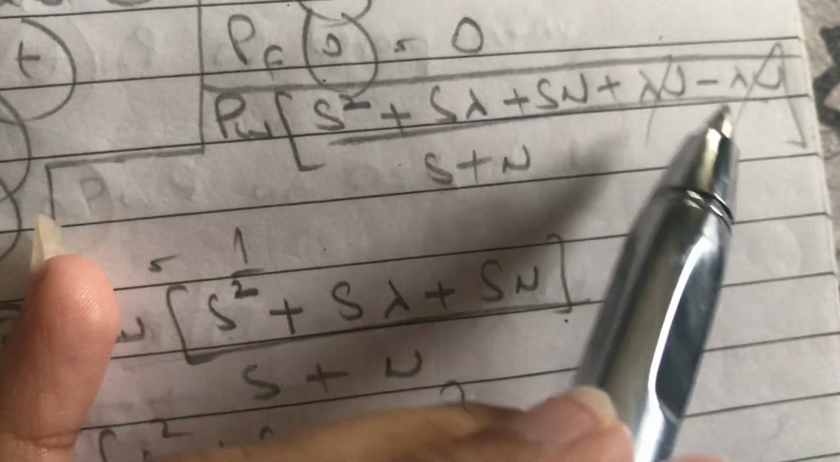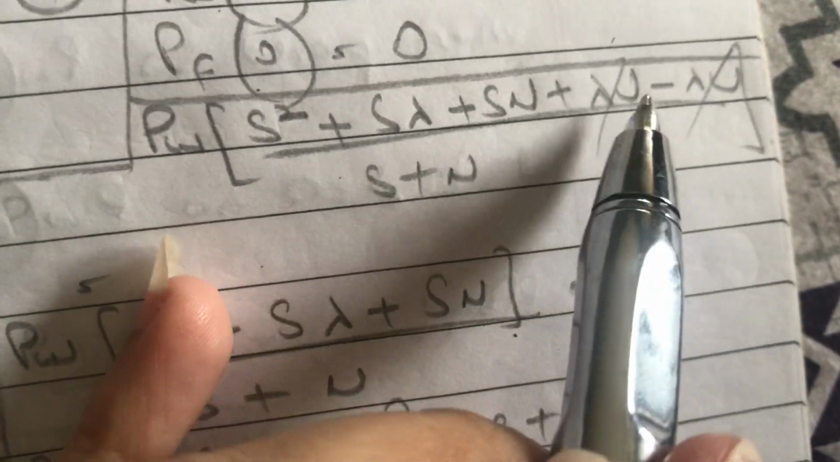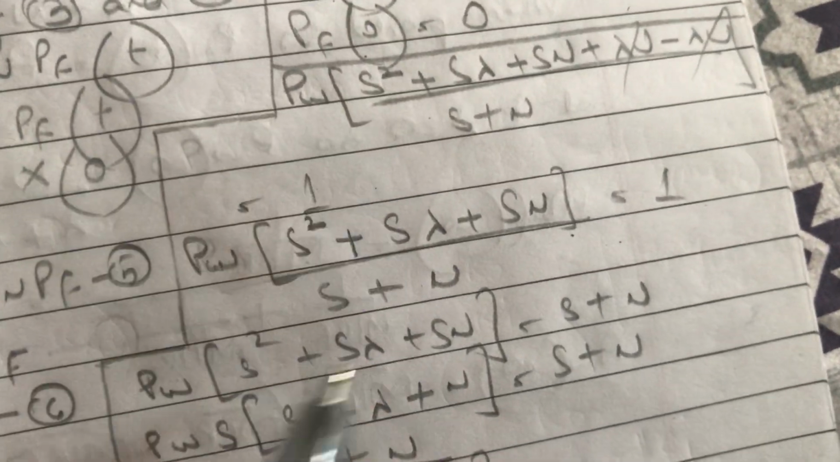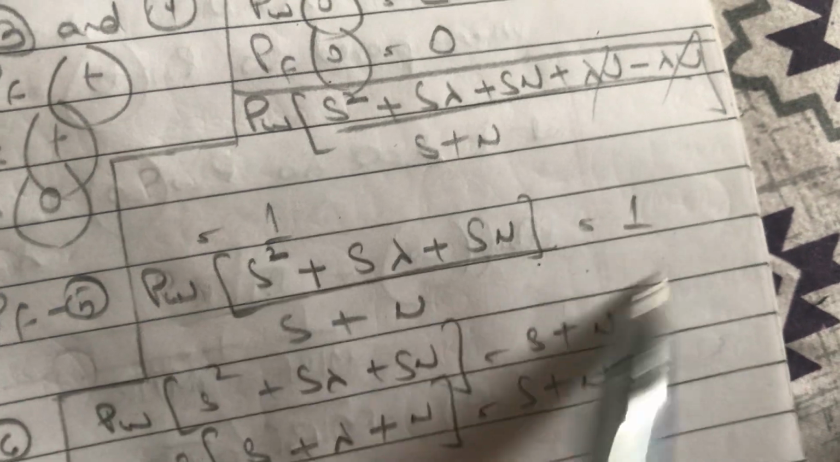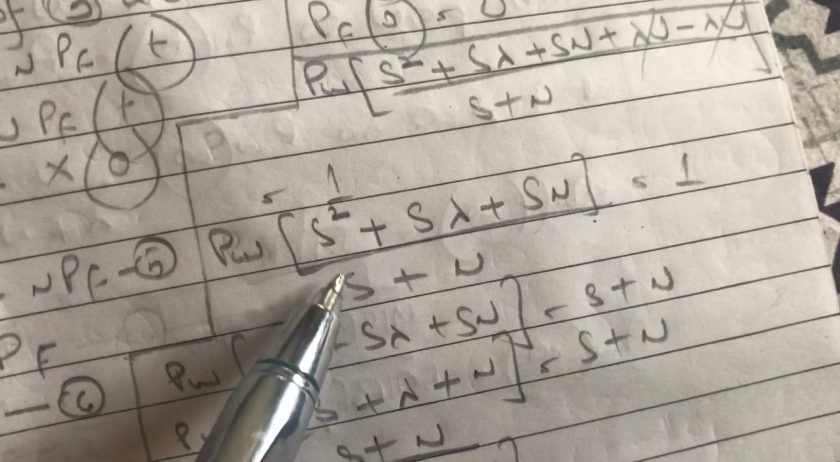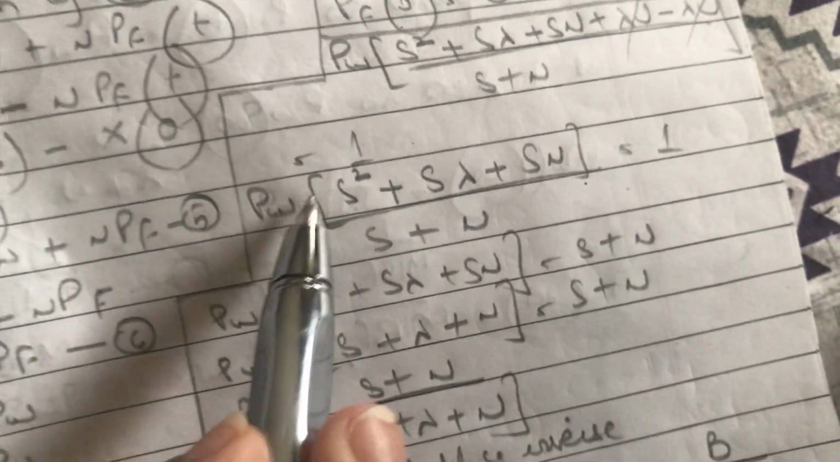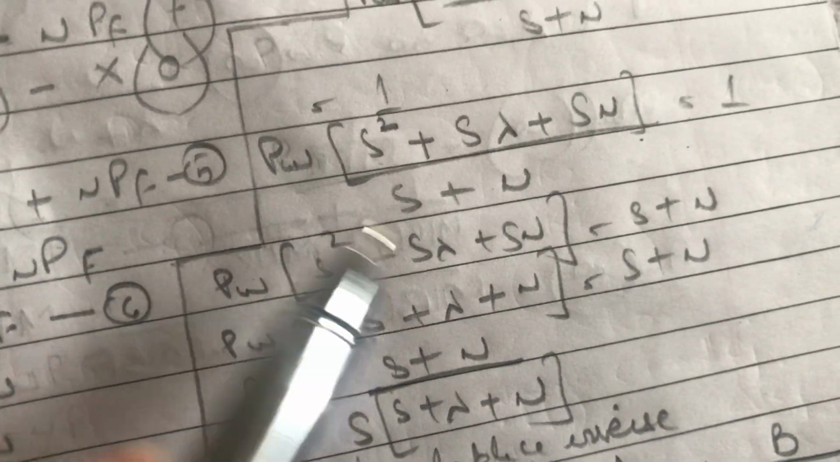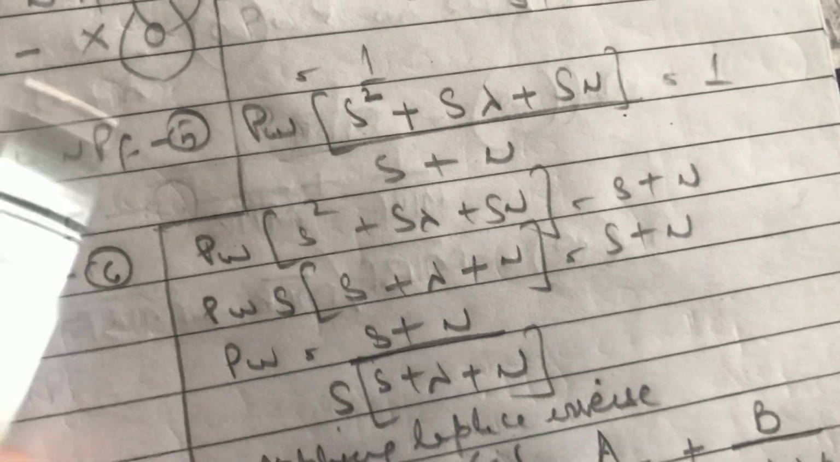This s plus mu remains here. So what we get now is two terms that are identical with different signs, so we can cancel them. Equals 1 is always here, and this is what we got. Now we can see that we have s plus mu, so it would go there. Simply we have to find out the value for pw. We can easily find it out.